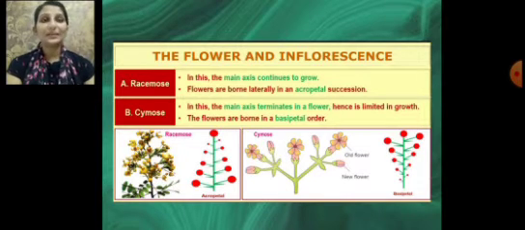having limited growth, and the arrangement of flowers is in the basipetal order. So the two types of inflorescence we have to learn are the racemose inflorescence, in which the arrangement of flowers is acropetal, whereas in cymose inflorescence the arrangement of flowers is basipetal.